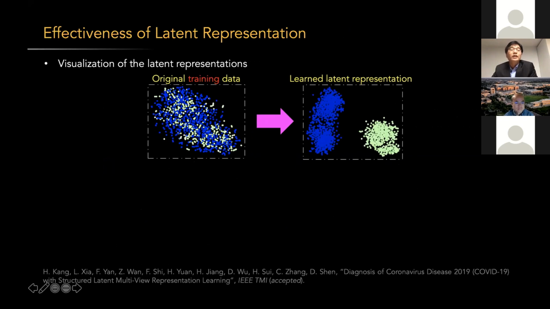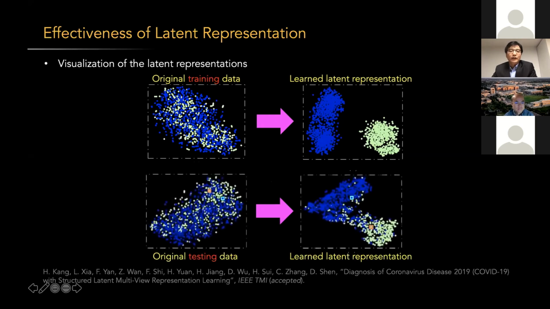In the training stage, all the training samples highly overlap. You see the green samples and the blue samples overlap together. Using our latent learning method, in the learned latent representation space, they are highly separable. And for the testing stage, of course, the testing images also highly overlap together, using the same mappings as learned in the training stage. You can separate them very well.